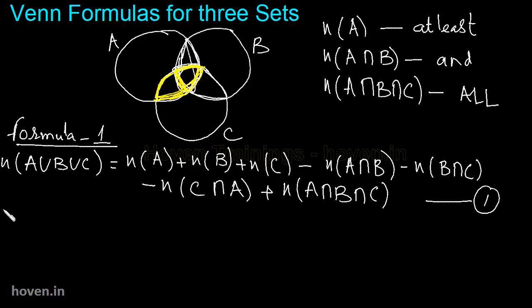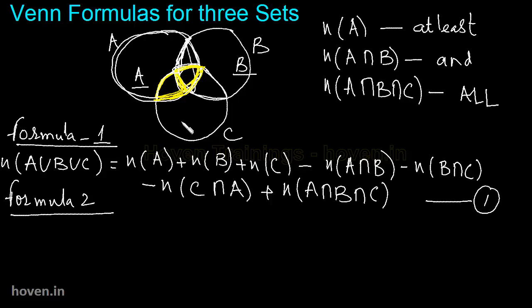Let us now take the second formula, formula 2. Remember that we have two formulas in case of two sets, and similarly we have two formulas for the case of three sets also. This is called A underscore. That means belonging only and exclusively to A. So if you draw, it is this portion. This is B underscore and this is C underscore. Our second formula is based on A underscore, B underscore and C underscore.